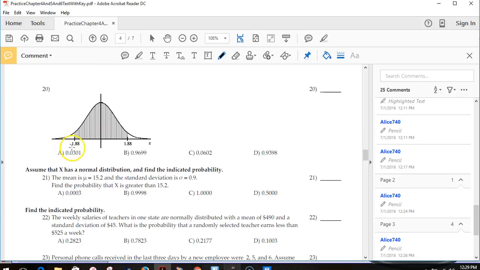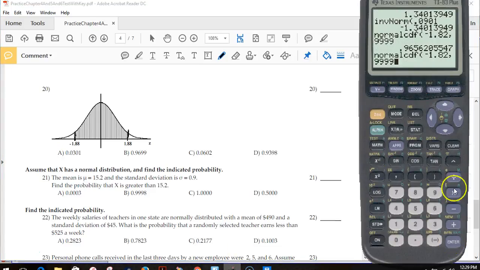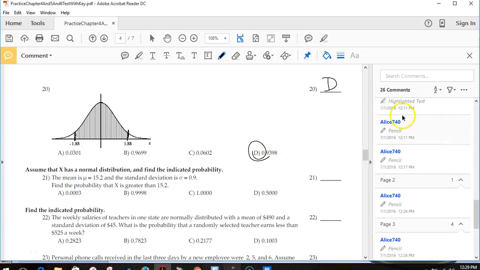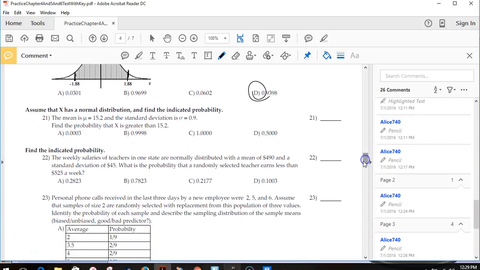See, this one's from a negative 188 to a positive 188. It's much clearer about where it's stopping. And so I'm going to say normal CDF from a negative 188 to a positive 188. 9399. Oh, 98, another wrong rounding. That's why I don't like the multiple choice. 21, almost there. The mean is 15.2 and the standard deviation is 0.9.